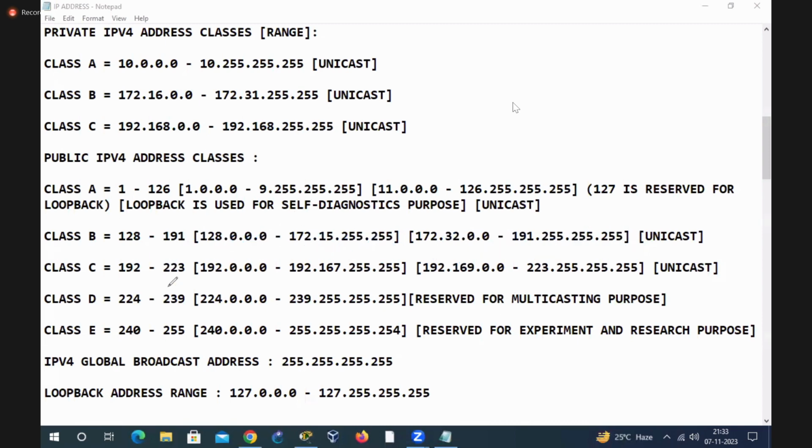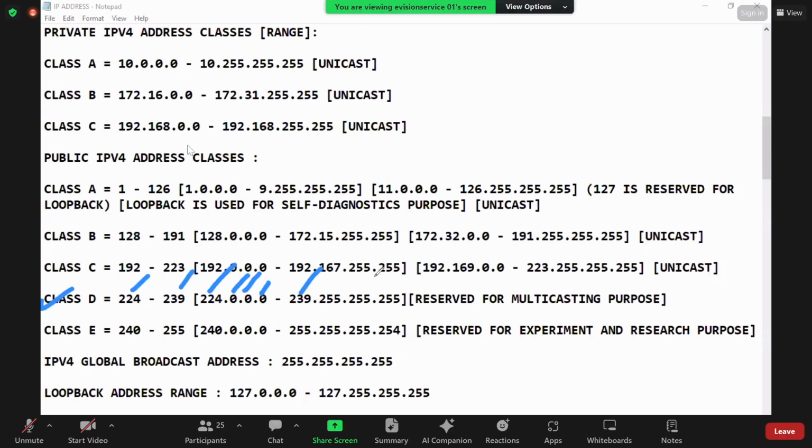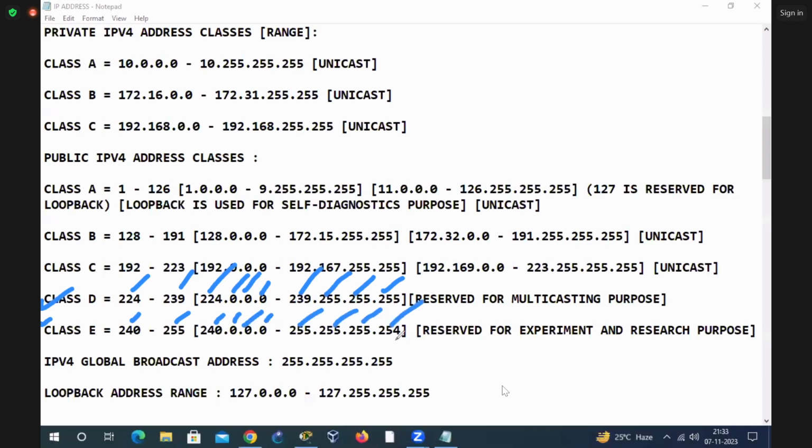223.255.255.255. Then class D range starts from 224.0.0.0 to 239.255.255.255. Class E range starts from 240.0.0.0 to 255.255.255.254. Now, why this 254?